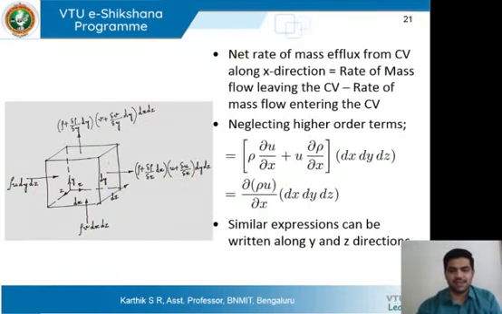Now let us consider the net rate of mass efflux from the control volume along the x direction. It is the rate of mass leaving the control volume minus the rate of mass entering the control volume. If you neglect the higher order terms, that is the product of two partial differentials, which will obviously be very small, you will end up with this equation.